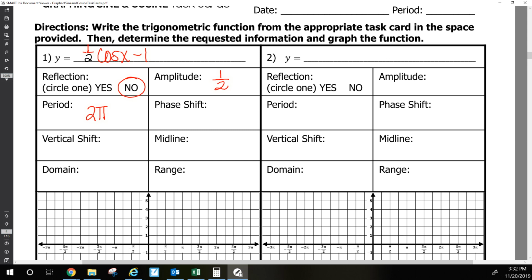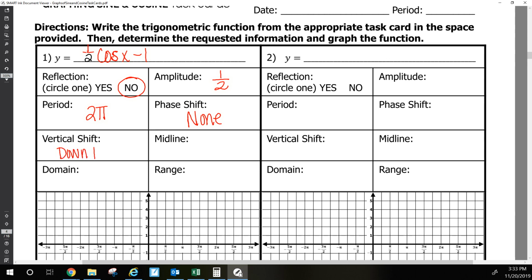Phase shift, that's a horizontal shift left or right. That would be inside parentheses. For instance, if this had parentheses around it, then I'd have a phase shift of -1 or +1, I guess. But for this one, it's just cosine x, so no phase shift. We do have a vertical shift though. Outside of my function, I've got a shift of -1, which means we're going down 1.